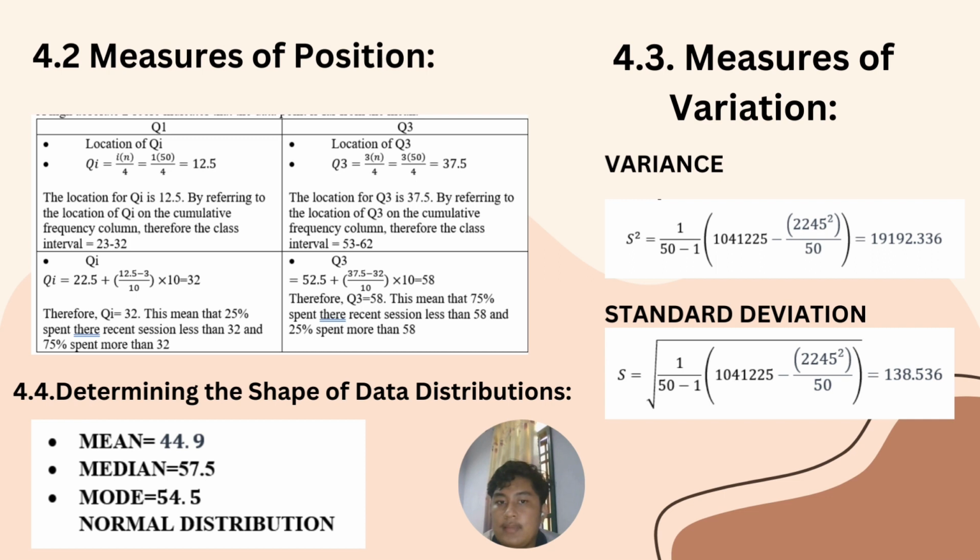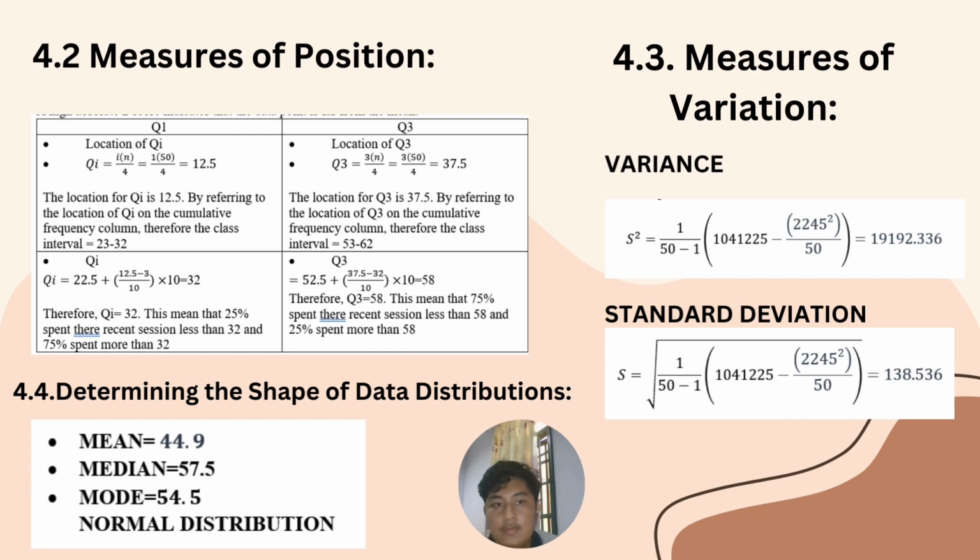That means that Q1 is 32. It means that 25% spend their recent session less than 32, and 75% spend more than 32.